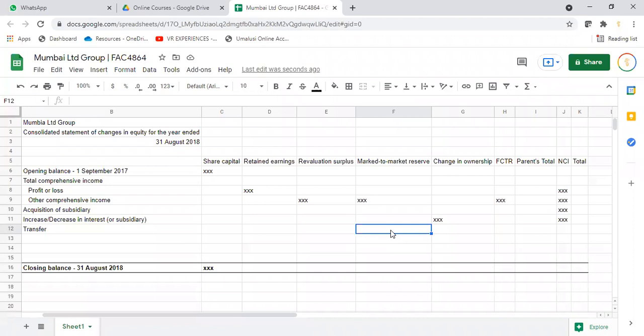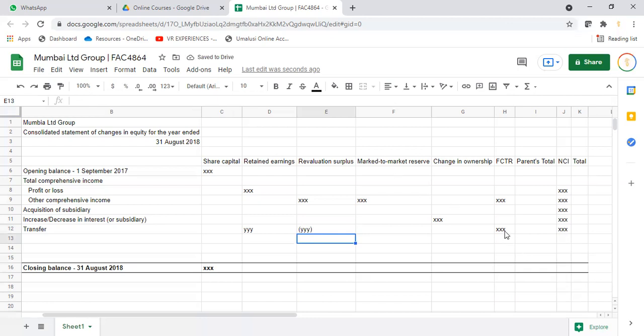But the one that will most likely happen is a transfer between FCTR and NCI. And I'm just going to put in here also Y and Y. The Y's is where you disposed of land, so you take it out of land and you're now transferring it to retained earnings as a policy choice.